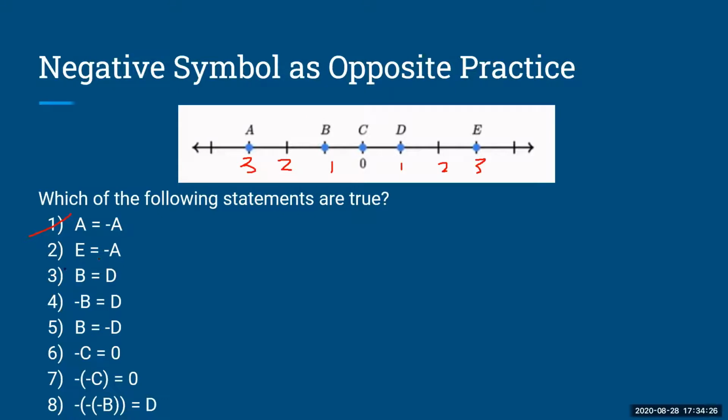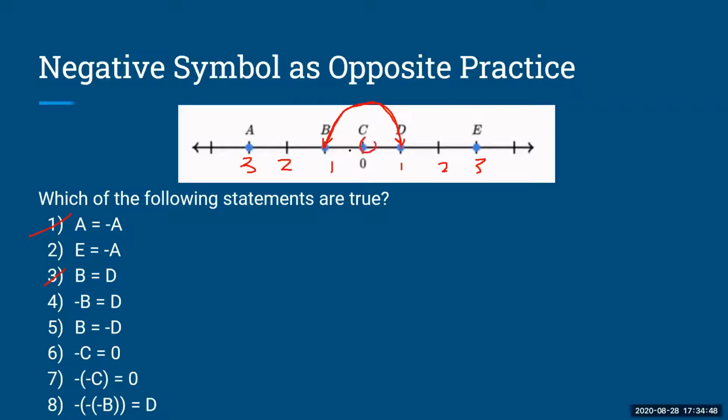I mean, B does not equal D. Negative B equals D. No, sorry. Yes, I'm rushing, guys. Yes, negative B equals D, because if B went over here, then they would be on the same spot. Same thing, B equals negative D. If D was over here, B and D would be the same spot.